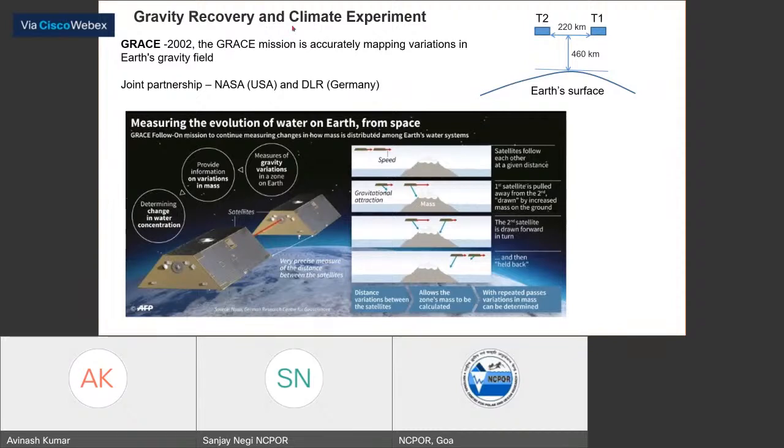So what exactly does it do? There are two twin satellites placed at a distance of 220 kilometers, which orbit the Earth at 460 kilometers height. So how does it measure these gravity variations?